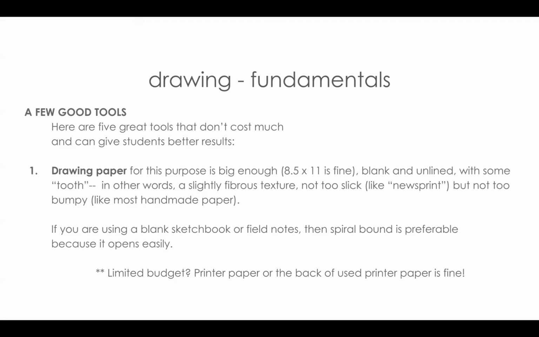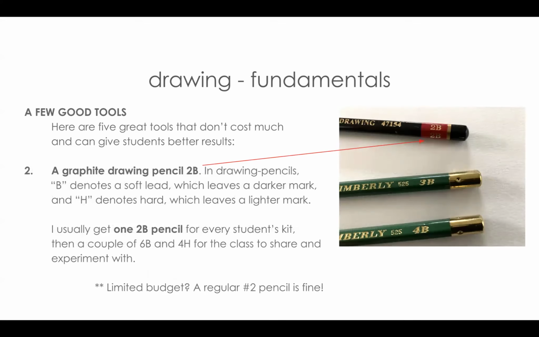And if you're using a notebook, then spiral bound is preferable, because then you can flatten it out. There are bound books that flatten out, but they're super expensive. They're really nice, but you want a book that's really going to flatten out all the way so that you can use both pages, or also it just is less cumbersome. Printer paper, copier paper, the back of an envelope, that's all fine. So if you have a limited budget, don't fuss about this.